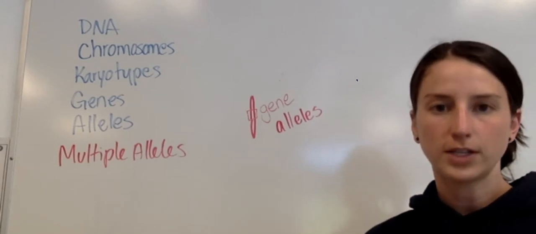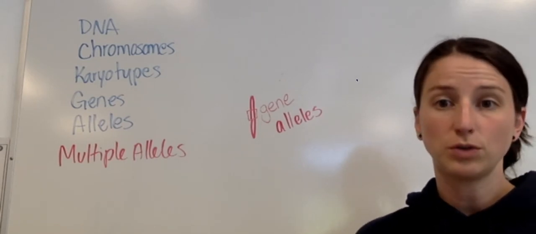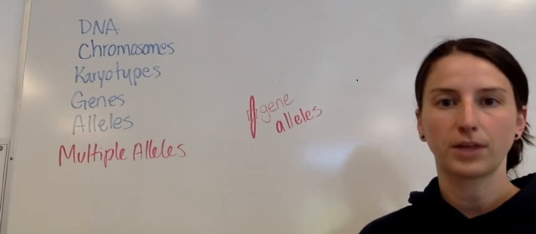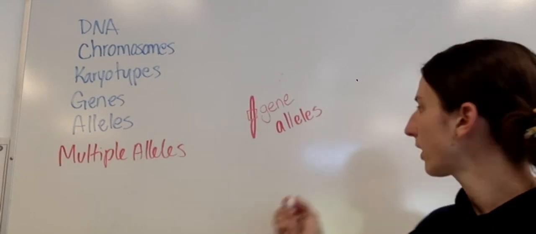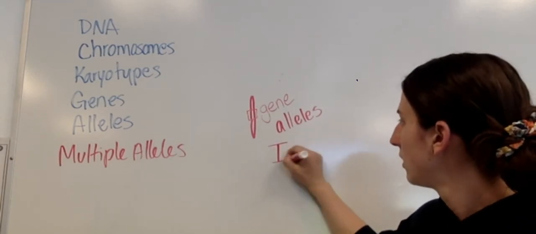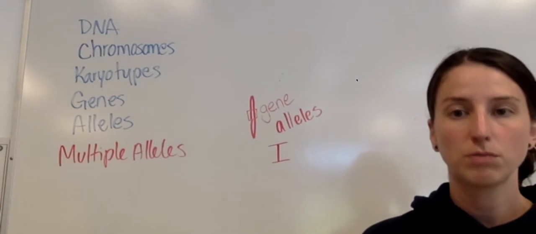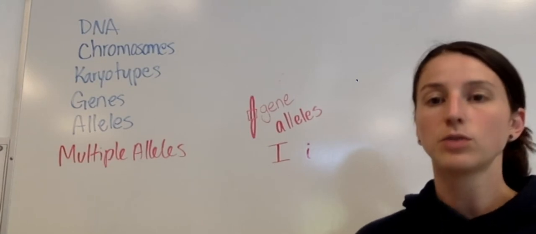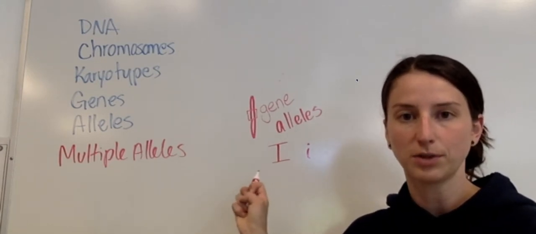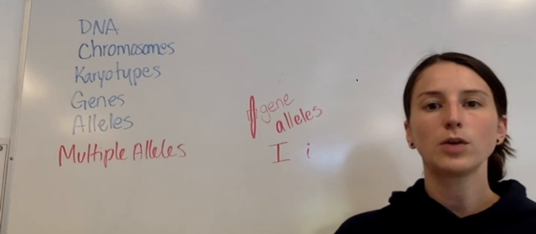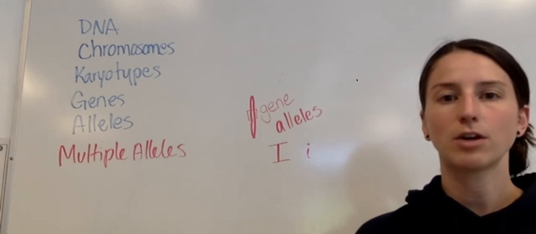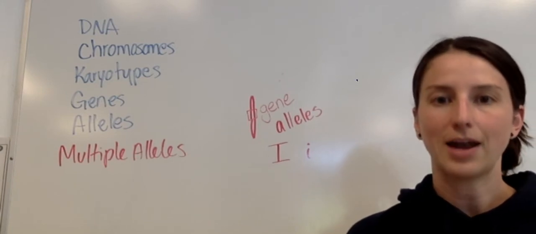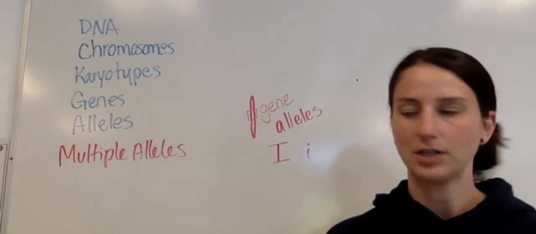So far, all of the traits that we've looked at have had two different possible versions that you could have. So let's just do a little poison ivy immunity example for that. You could either be dominant and immune to poison ivy, or recessive and not immune to poison ivy. So those were the only two possible versions of this gene. When you have multiple alleles, it means that there are more than two versions of a gene. And as a result of that, you can have more combinations.